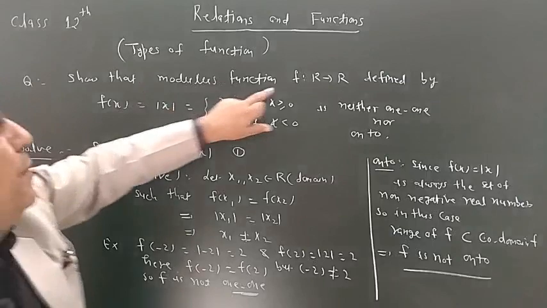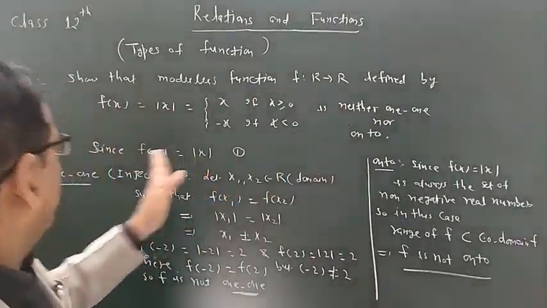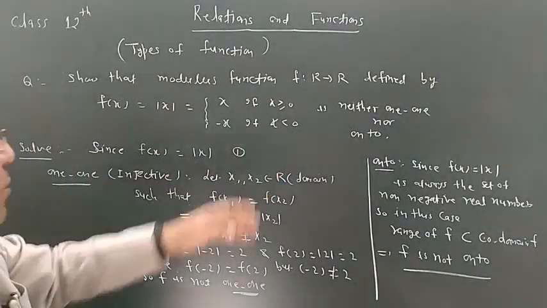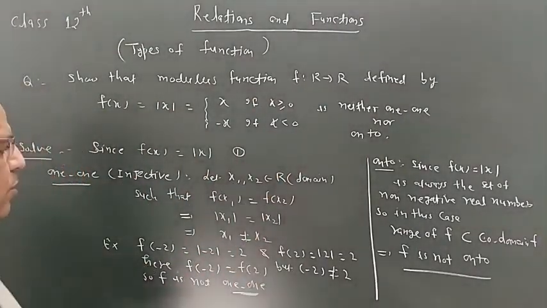So in this question, there is a modulus function. We want to show that the function is neither one-one nor onto. For one-one, we have two elements of the domain having the property f(x1) equals f(x2).